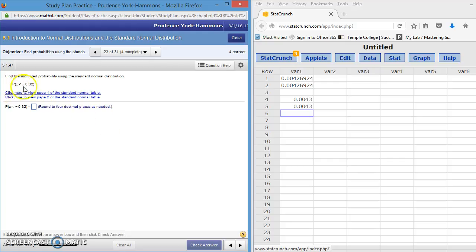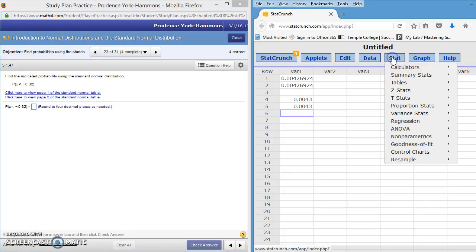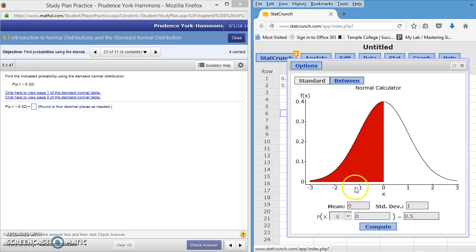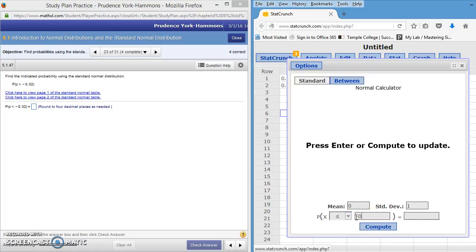So if I wanted to find this particular probability, all I would need to do is go back to Stat, Calculator, and Normal, be sure that my mean is 0 and that my standard deviation is 1, and then I'm going to pick, I know it says X, but we're looking at Z value, and I have to choose less than or equal to. I don't have a less than. But since these are continuous, then the less than works perfectly well.